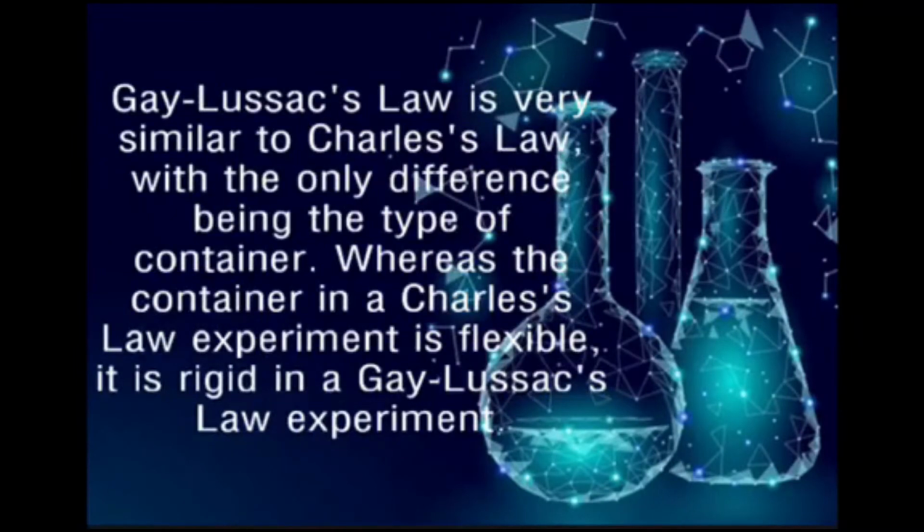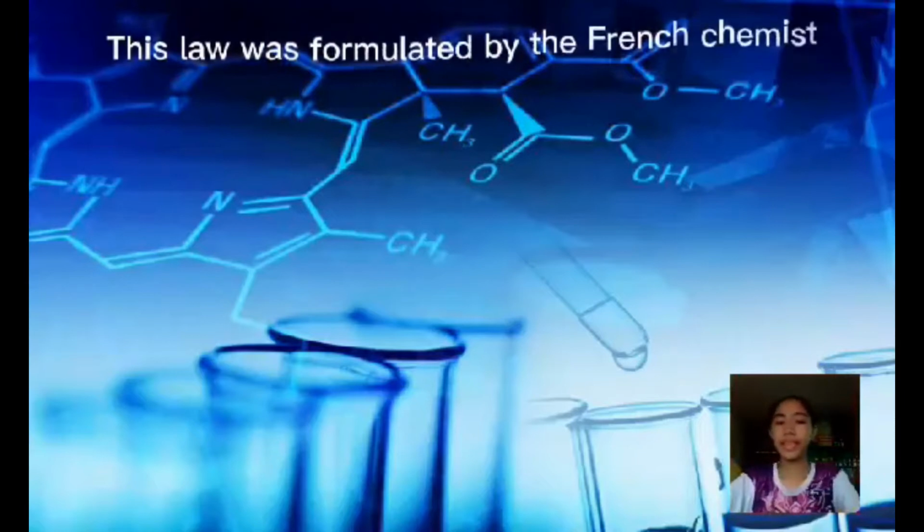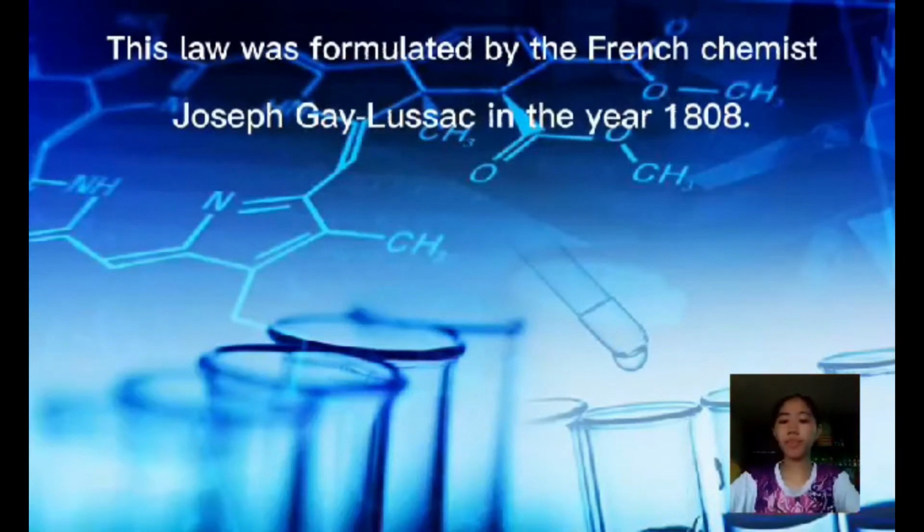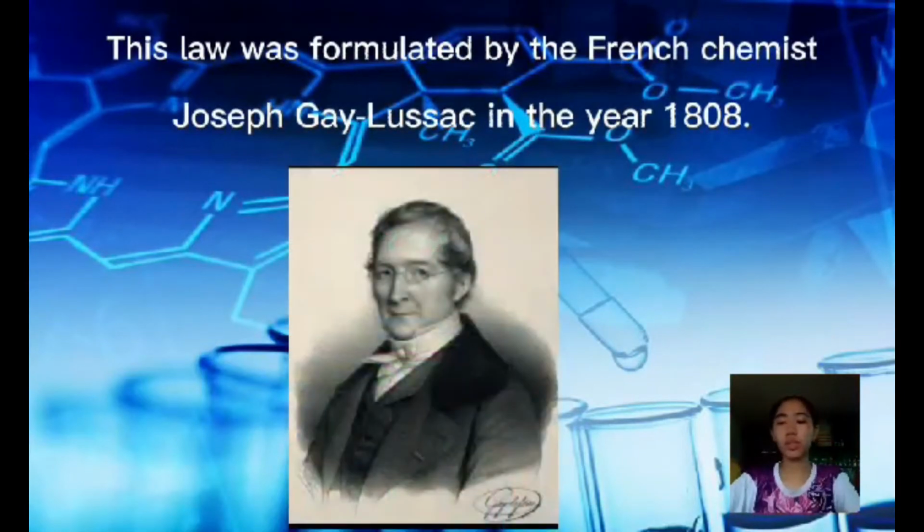Gay-Lussac's law is very similar to Charles' law. The only difference between the two is the type of the container. The container in Charles' law is flexible, and in Gay-Lussac's law it is rigid or inflexible. This law was formulated by French chemist Joseph Gay-Lussac in the year 1808.